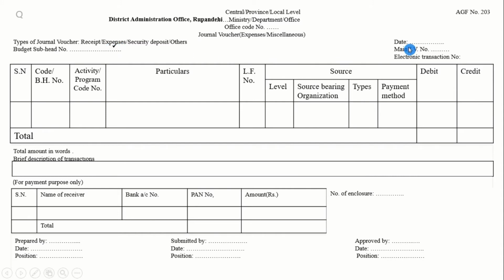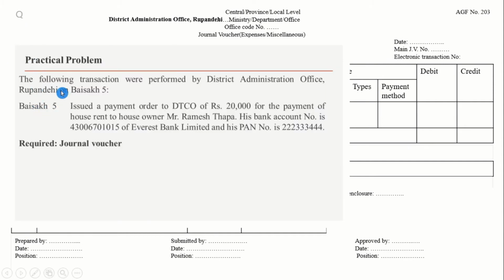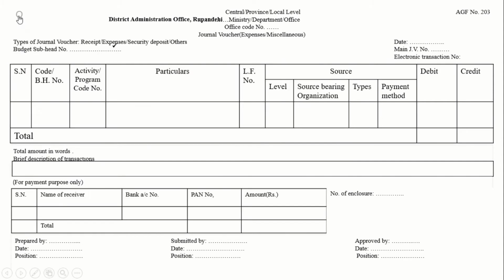Now moving to date, because in the question the date of transaction is Baisakh 5, only one date of transaction is given, so we have to write Baisakh 5 in date. And in journal voucher number, only one transaction is given there, so we can write journal voucher 1 for that transaction. If various transactions are given in your question, you have to add +1 for each and every transaction in chronological order. If 2 transactions are given, there should be journal voucher number 2 for the next transaction.